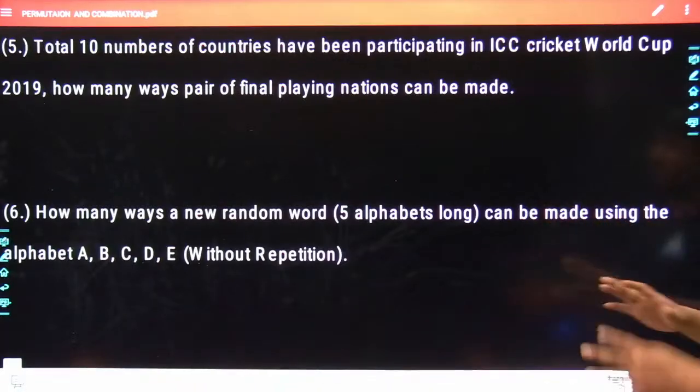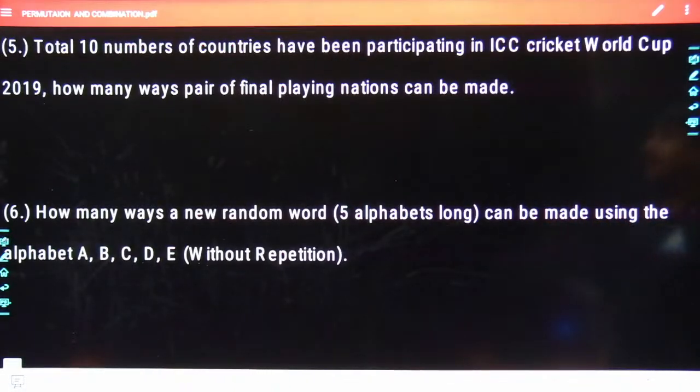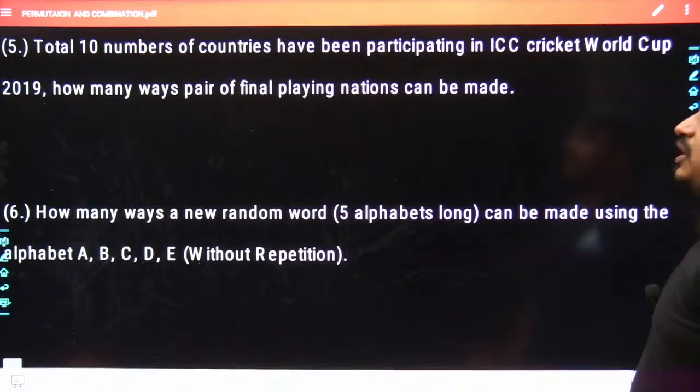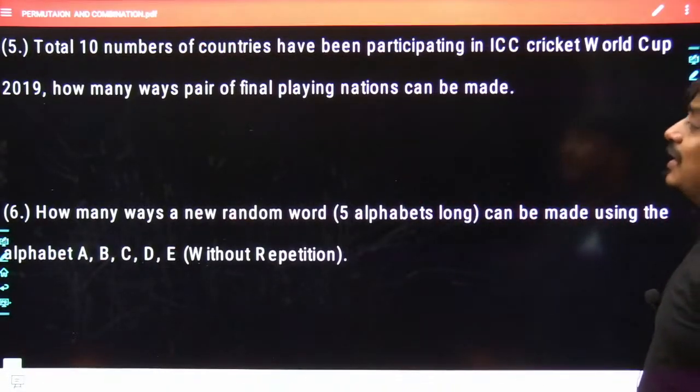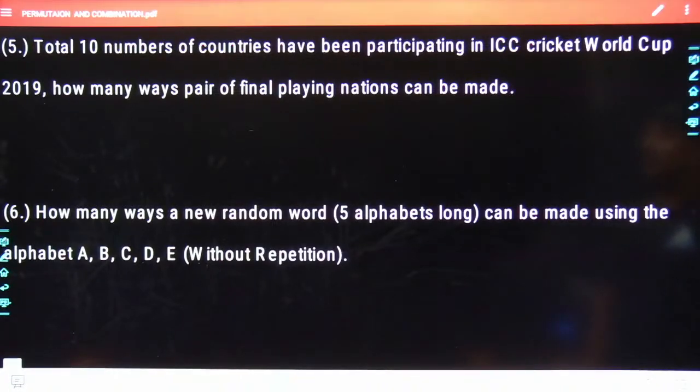See, all these questions have been designed by me, as per the different scenarios. So let me go ahead with the next question, and that has been the 5th question of the day. A total of 10 countries have been participating in the ICC Cricket World Cup. So in 2019, there were a total of 10 teams. How many ways can the pair of final playing nations be made?